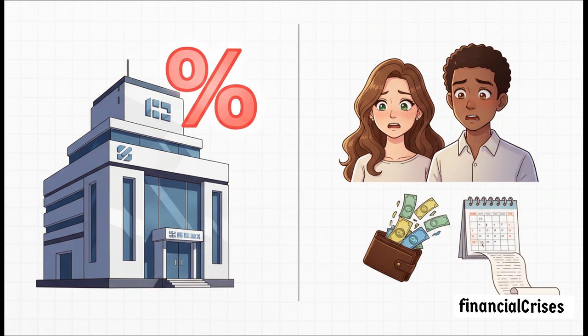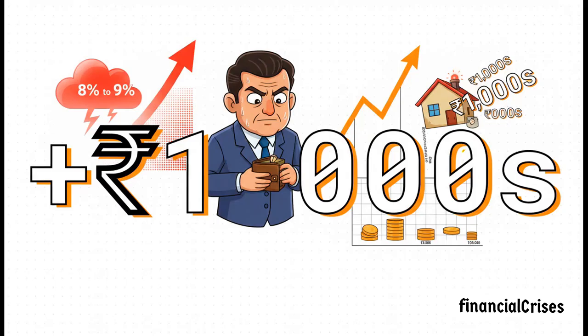And the result for you is one of two things. Either your monthly EMI goes up or, and this is a tricky one, sometimes the bank keeps the EMI the same but just makes your loan tenure longer. That means you end up paying for many, many more years than you planned. And to show you just how real this is, think about this. If your home loan interest rate goes from, say, 8% to 9%, that's just a 1% jump. Your EMI can literally increase by thousands of rupees every single month.